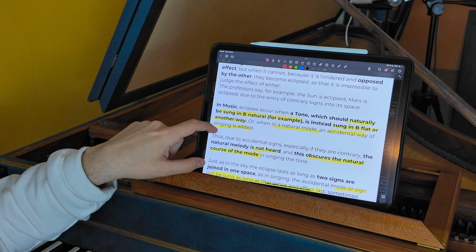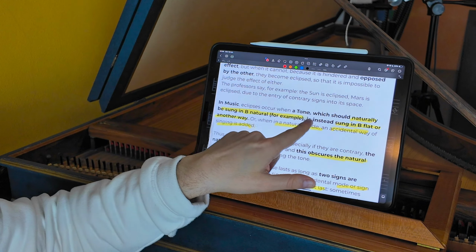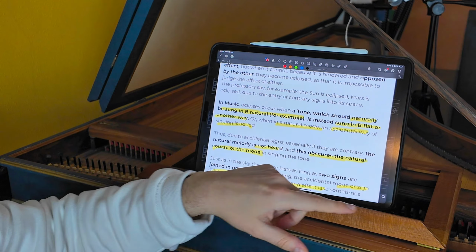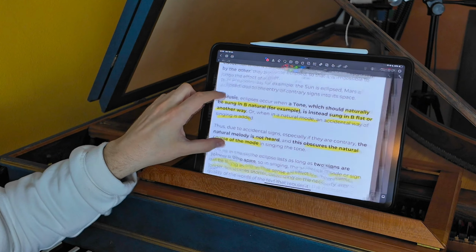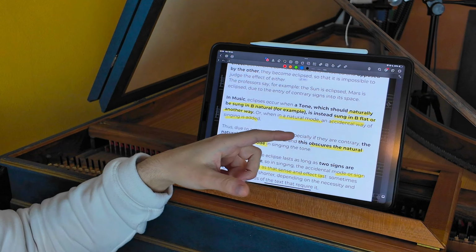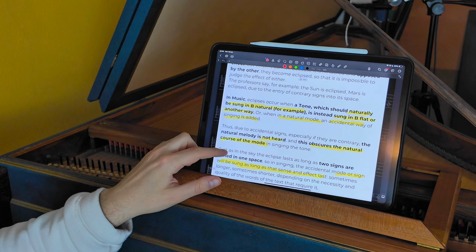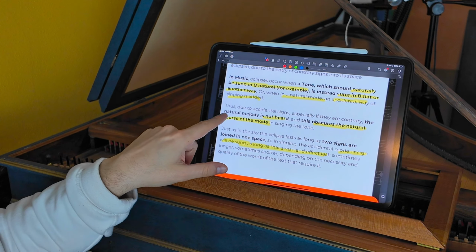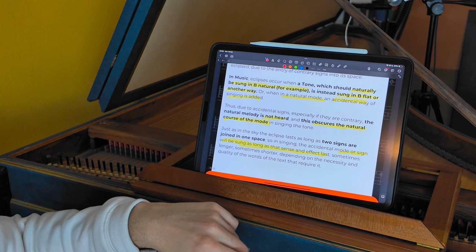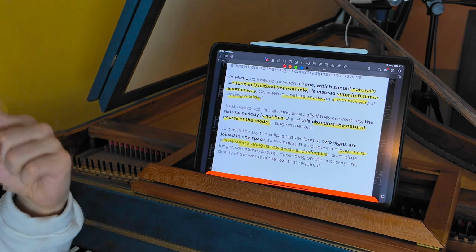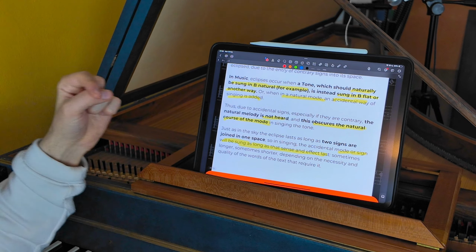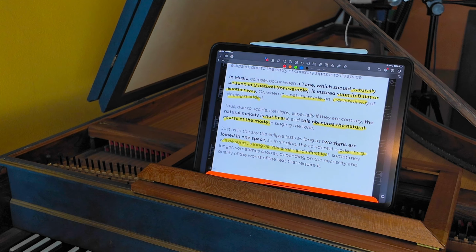The same thing happens in music, when a tone which should naturally be sung in B natural is instead sung in B flat, or in another way, or when, in a natural mode, an accidental way of singing is added. Thus, due to accidental signs, especially if they are contrary, the natural melody is not heard, and this obscures the natural course of the mode in singing the tone.